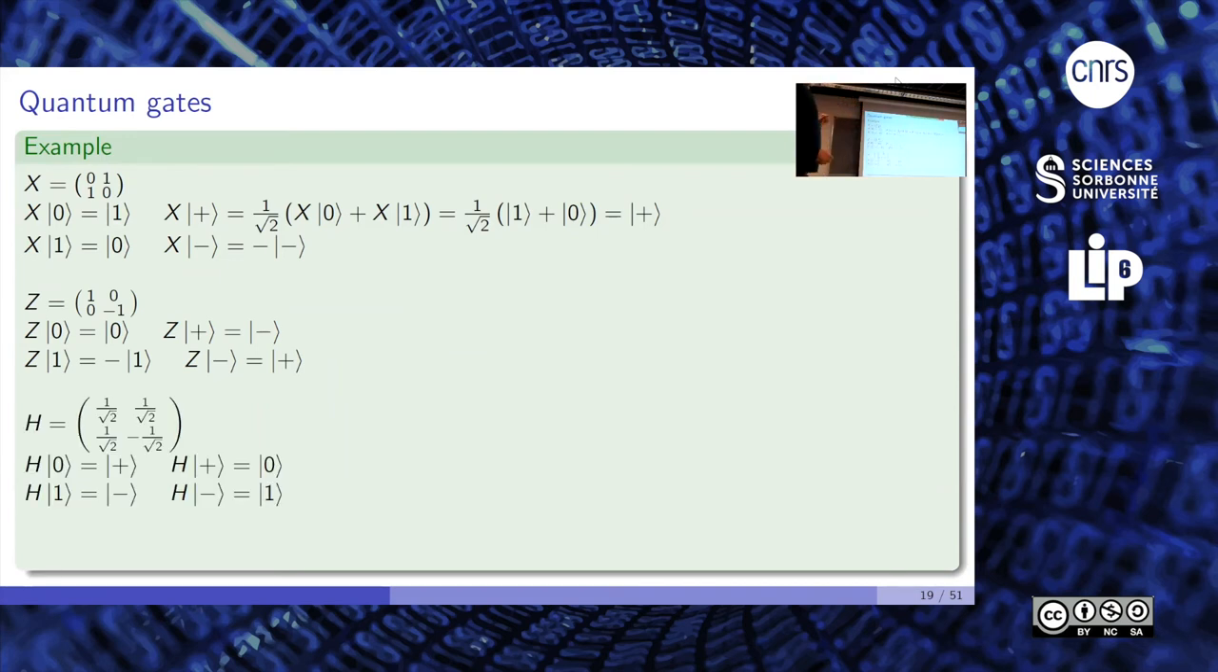But more interesting things start when we start having unitaries that allow us to change bases. And for this, the most important quantum gate that you have is the Hadamard matrix. The Hadamard gate is the gate that will allow us to map from 0 to plus and plus to 0.